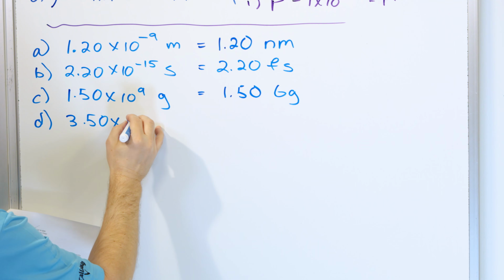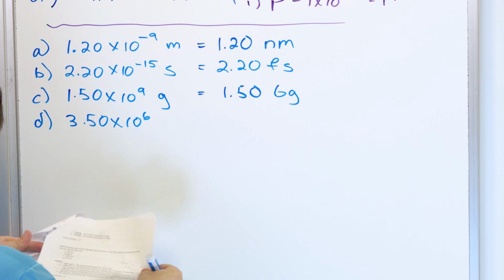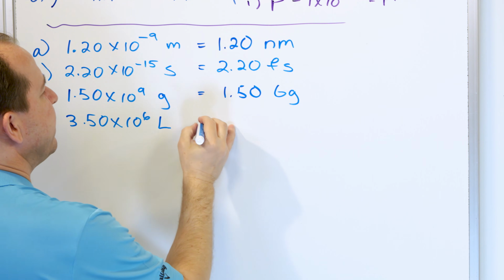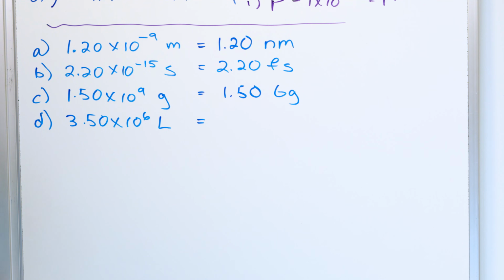3.50 times 10 to the 6, and the unit I'm talking about is liters. We haven't talked about liters yet. We're going to talk about that very, very soon, but this is a unit of volume. You buy a liter of water or something like this.